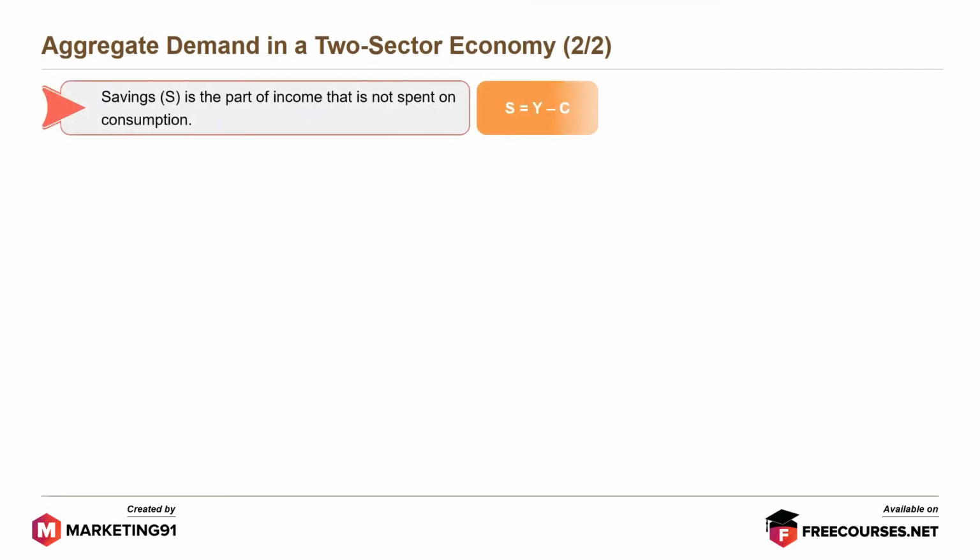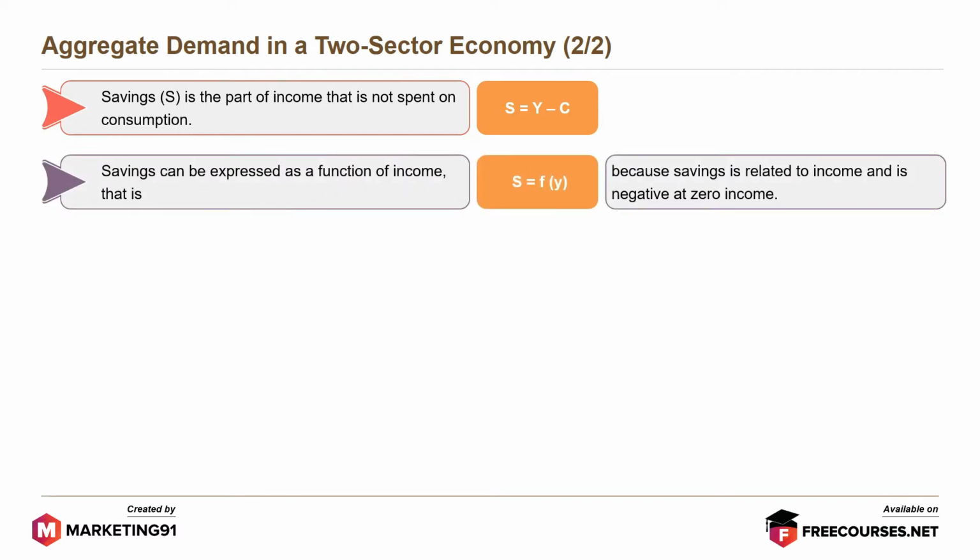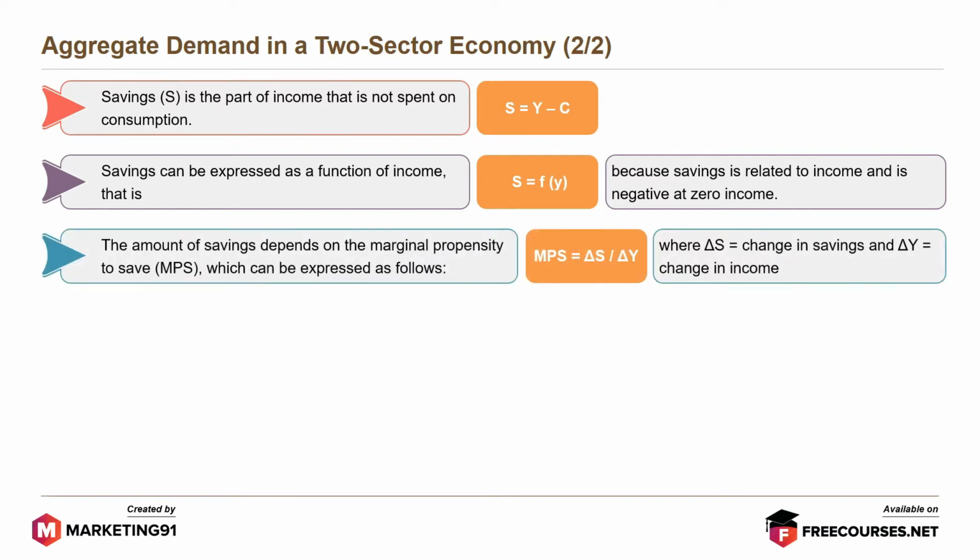Savings, S, is the part of income that is not spent on consumption and can be expressed as S equals Y minus C. Savings can be expressed as a function of income, that is, S is a function of Y, because savings is related to income and is negative at zero income. The amount of savings depends on the marginal propensity to save, or MPS, which can be expressed as MPS equals delta S divided by delta Y, where delta S is change in savings and delta Y is change in income.